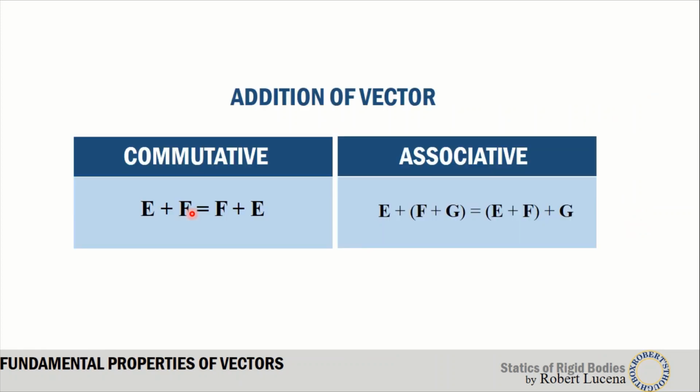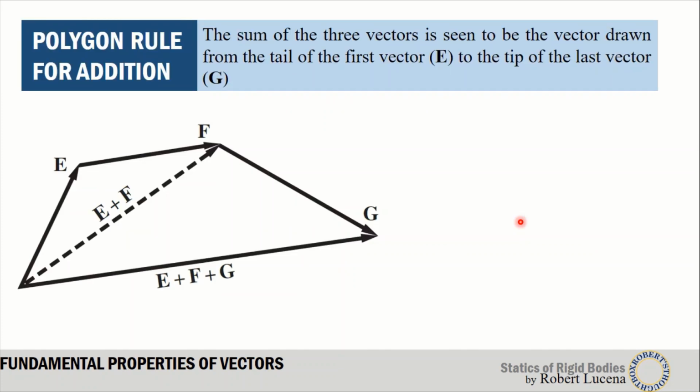So the properties for adding vectors, we have the commutative, wherein E plus F is equal to F plus E, which means whichever vector you add first will yield the same resultant. And associative, which means if we have E plus F plus G and you add first F and G before adding to E, then you will have the same value as if you add E and F first before adding G. So that's addition of vectors.